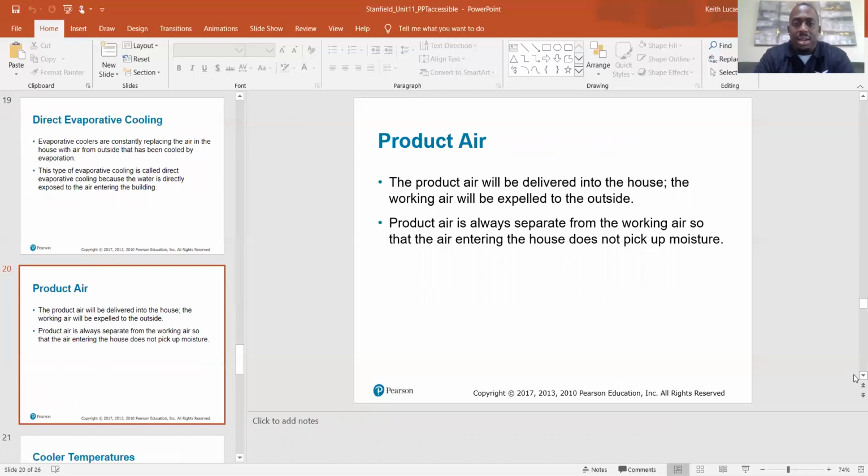Product air. The product air will be delivered into the house. The working air will be expelled to the outside, kind of like the supply and return. Product air is always separate from the working air so that the air entering the house does not pick up moisture.